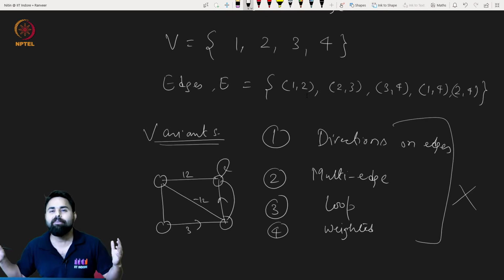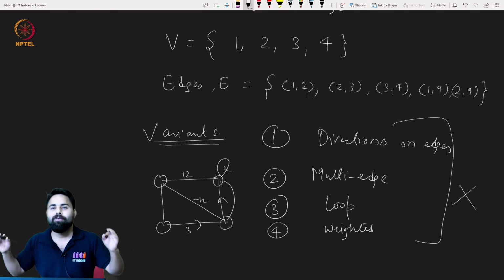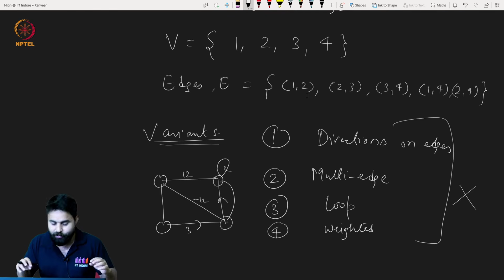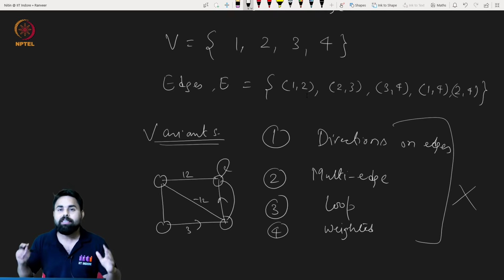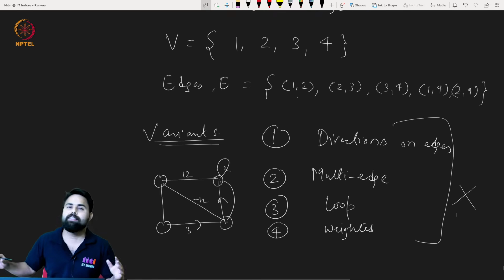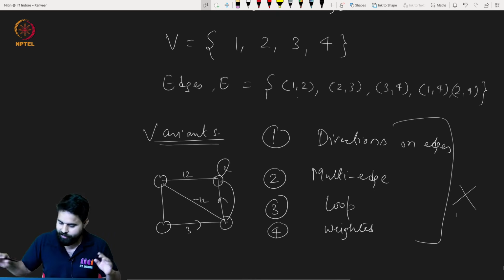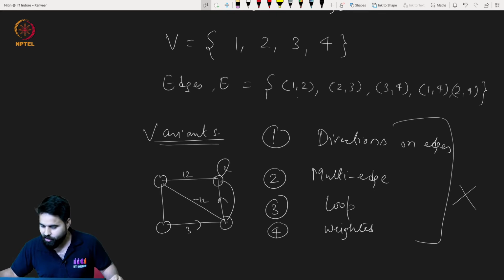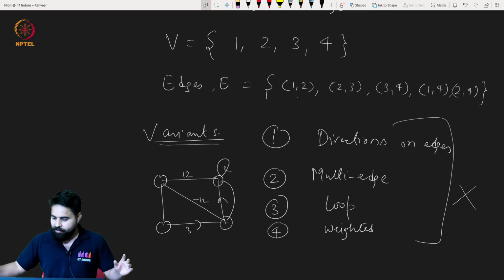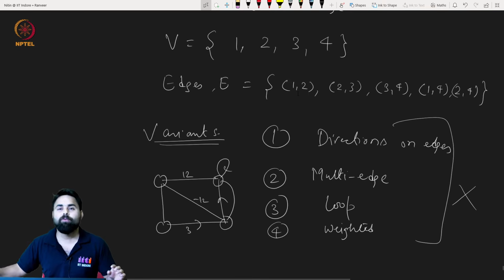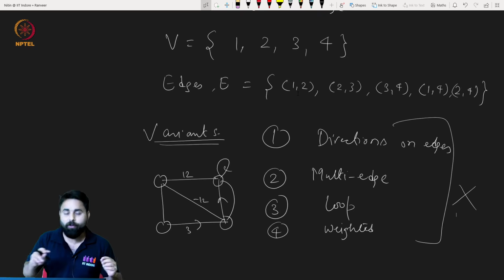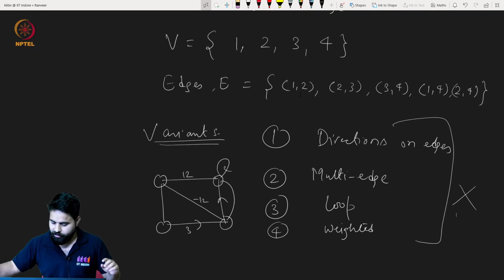So our life is very, very simple, and we will call such graphs without all these variants simple graphs. In a simple graph, the edges are undirected, there is no weight at all, and the rest of these things are also not there. So now it is clear why I am not writing both 1, 2 and 2, 1: if 1, 2 is there, it is obvious that 2, 1 is also there.